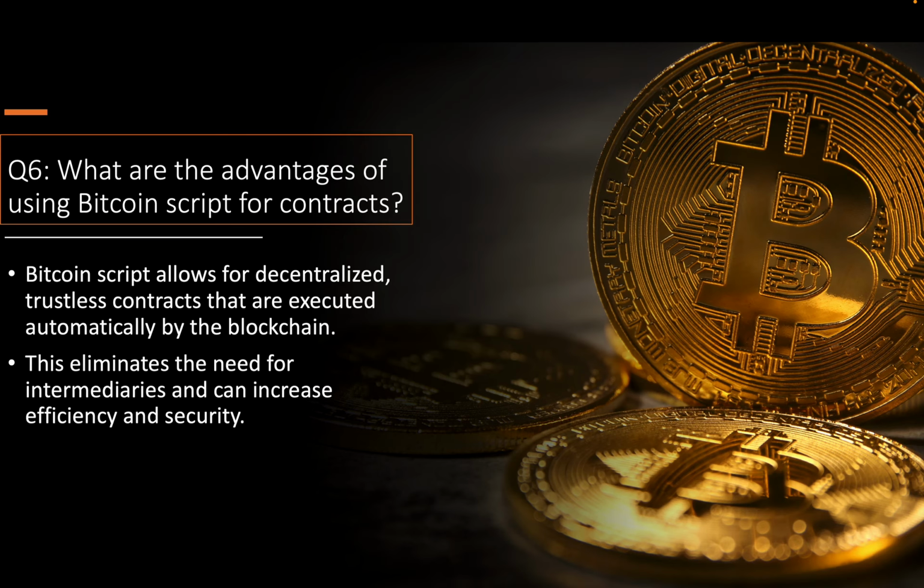Question number 6. What are the advantages of using Bitcoin script for contracts? Bitcoin script allows for decentralized trustless contracts that are executed automatically by the blockchain. This eliminates the need for intermediaries and increases efficiency and security.